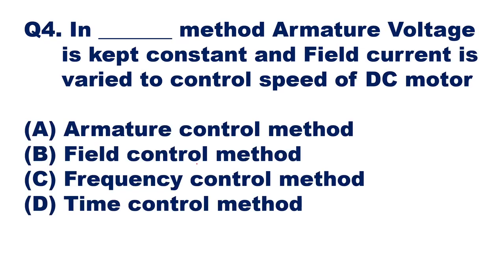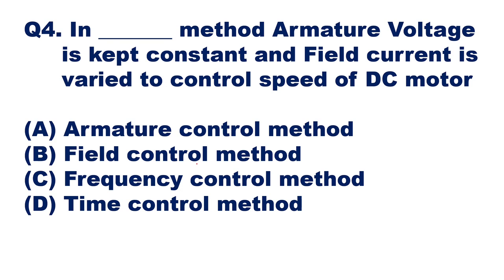In dash method, armature voltage is kept constant and field current is varied to control the speed of a DC motor. The options are option A, armature control method, option B, field control method, option C, frequency control method, and option D, time control method. Now in these four methods, which is the method in which armature voltage is kept constant and field current is varied? We can vary the speed of the DC motor by the armature control method and also by the field control method. Of these two, the field control method is used for achieving speed of the motor above the base speed. And in this field control method, the armature voltage is kept constant and the field current is varied.